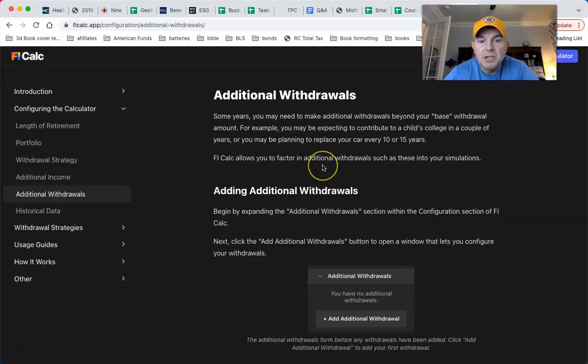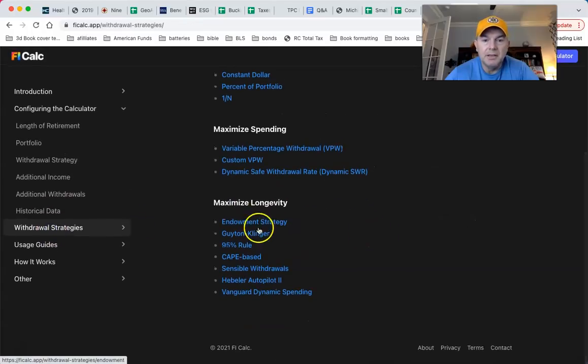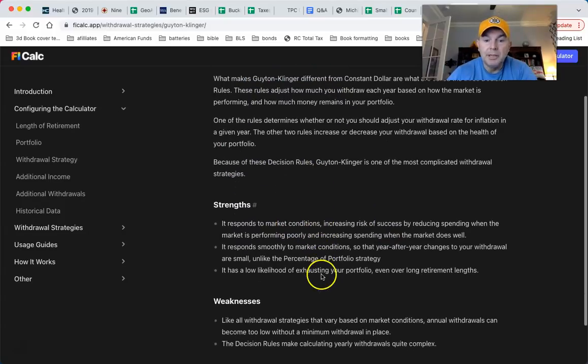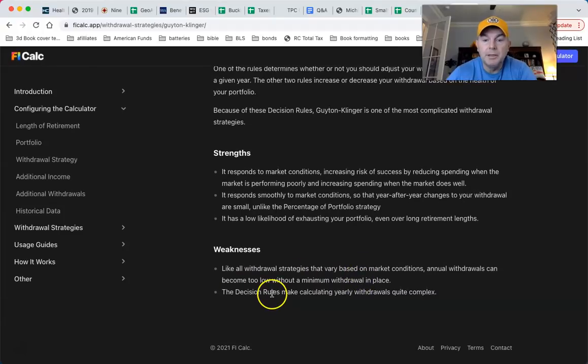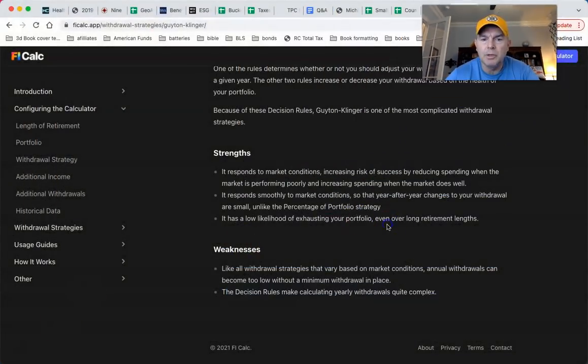You can take additional withdrawals. It's freaking fantastic, man. Withdrawal strategies. Look at all these. You got the endowment, the Guyton-Klinger guardrail strategy, response to market conditions, which I love. It has a low likelihood of exhausting your portfolio. The decision rules make calculating yearly withdrawals quite complex, and I'm just a simple man. I'm just a caveman. I don't understand your technology when it comes to retirement strategies. I just like it simple. Keep it simple, stupid. And anytime you're putting rules in there, it makes it more difficult.